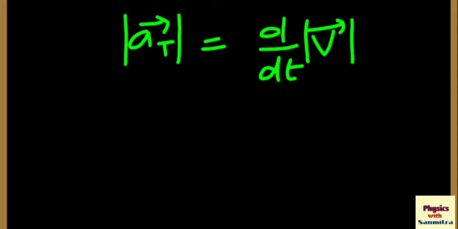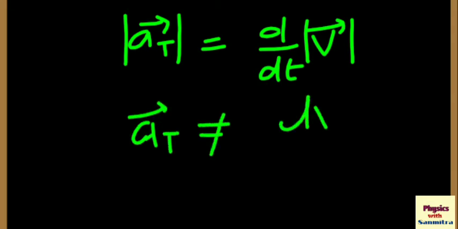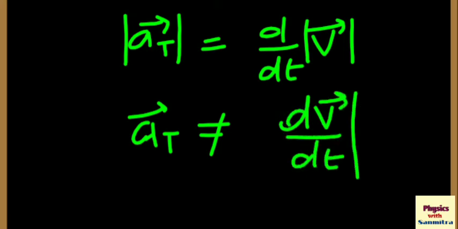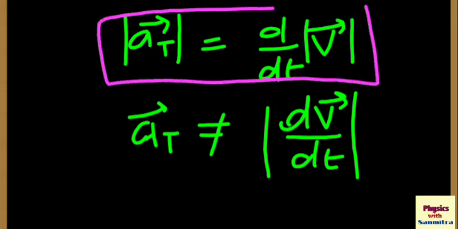At that time, and it is not equal to, I have already mentioned in another video, it is not equal to dv by dt vector and say the magnitude of that. This expression is important, it is equal to the d/dt of the magnitude of velocity, that is the speed, the differentiation of speed with respect to time. Okay, now let's see how it happens.